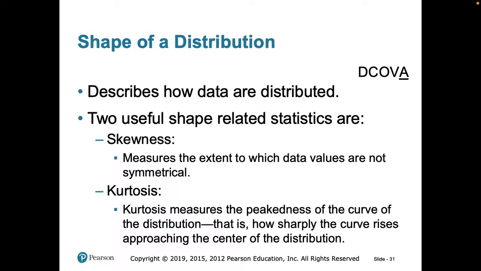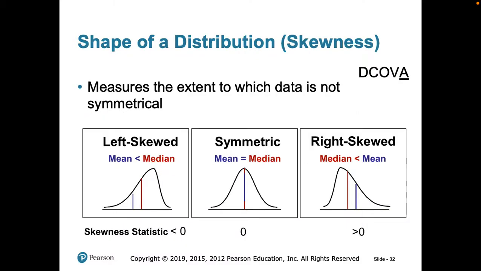Here is the shape of a distribution, and basically a shape is just telling you how data is distributed. So you could have the bell shape, you can have different ways. There are two useful shapes that you need to keep in mind in statistics. One is the skewness, which measures the extent to which data values are not symmetrical. Skewness just tells you how symmetrical those values are. And then you have your kurtosis, which measures the thickness of the curve of the distribution, so how sharply the curve rises approaching the center of the distribution, basically how flat the data is. Let's take a look at some shapes that explain that.